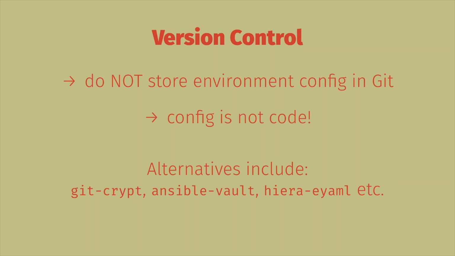You can use something called git-crypt, with which you can encrypt things in your repository, or Ansible Vault, or encrypted YAML for Puppet, which allow you to deploy these things to remote servers, but still keep them encrypted. So there are alternatives out there, but really the idea is to keep it out of version control. And that's all I got.